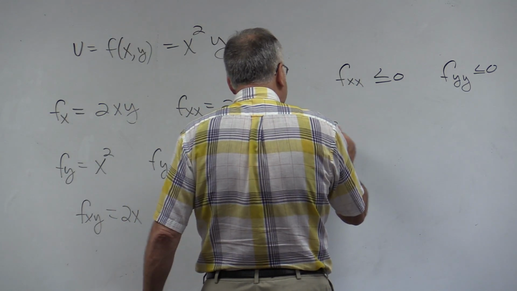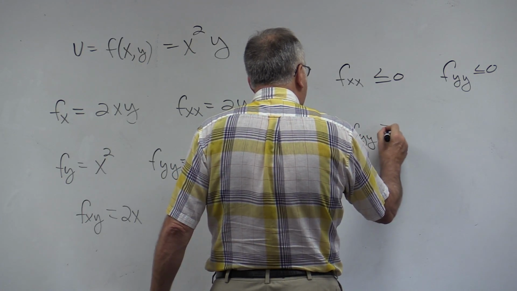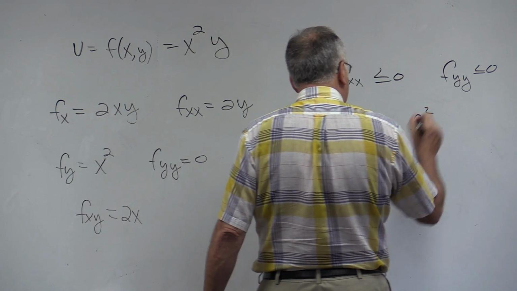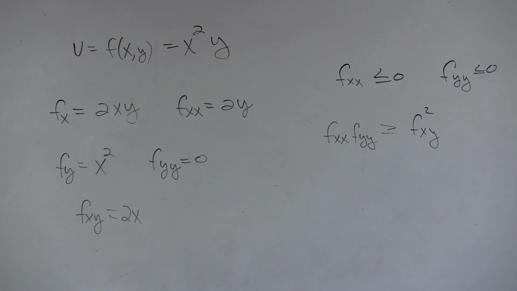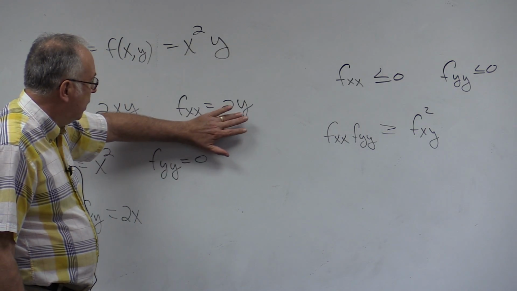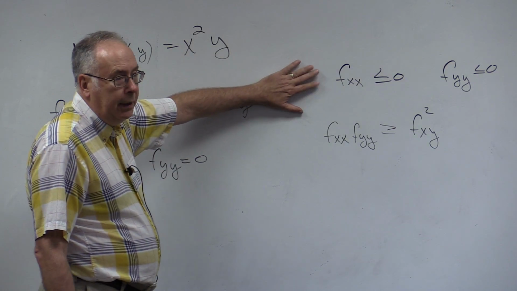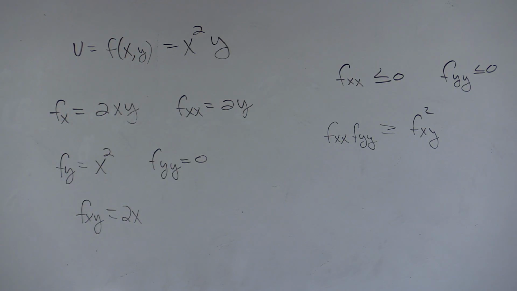We need f sub xx times f sub yy to be greater than or equal to f sub xy squared. But if any one of these is violated, it's not a concave function. So right away, we see f sub xx, since y certainly can be positive, this condition is going to be violated for some values of y. So it's not concave. But is it quasi-concave?